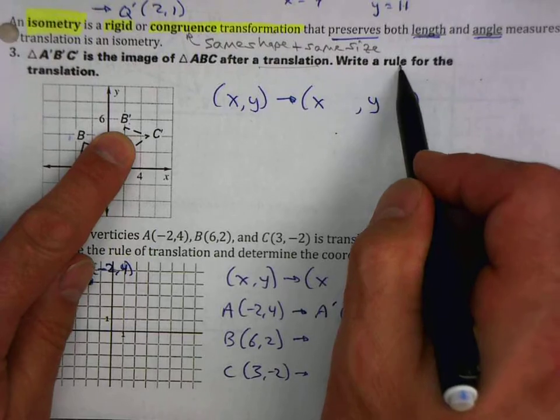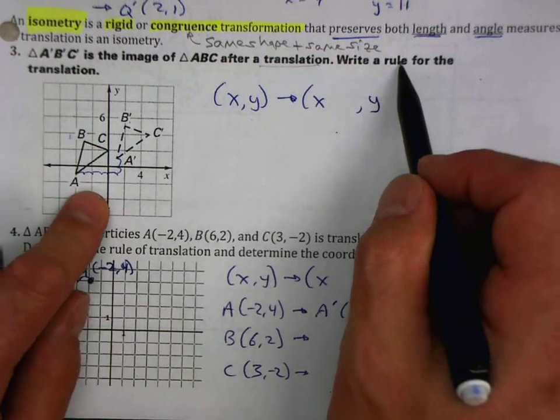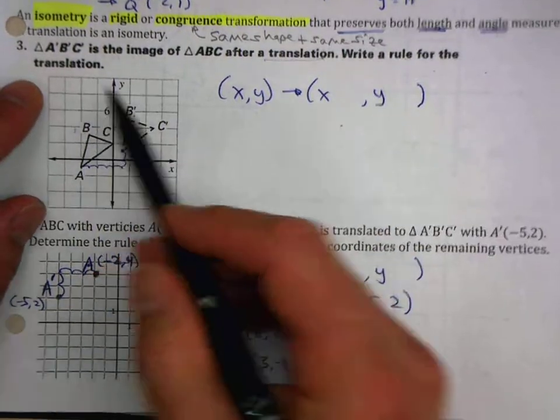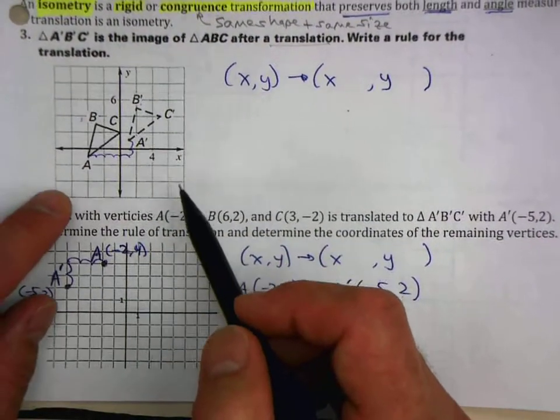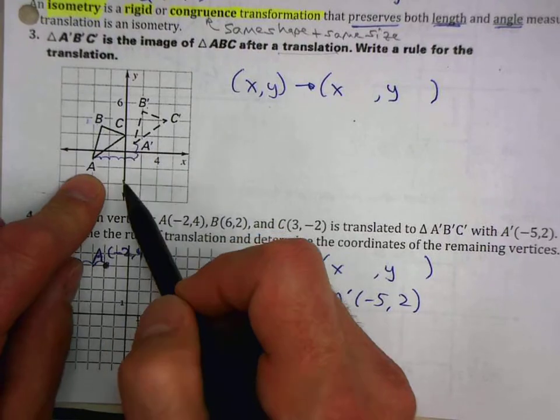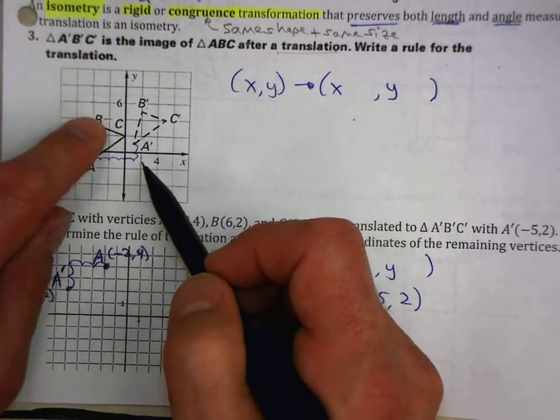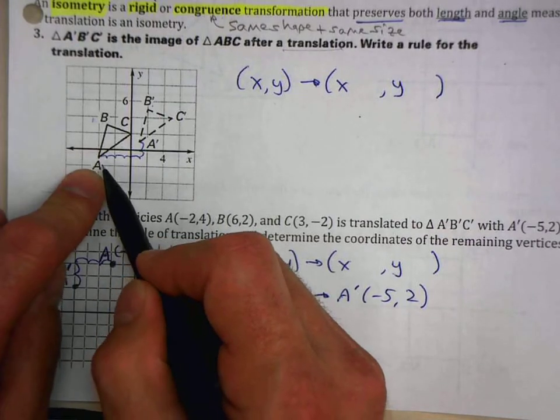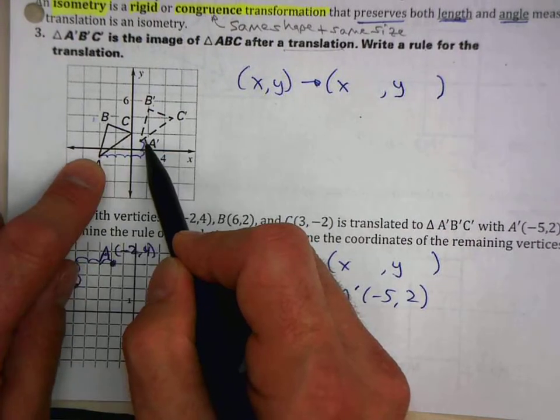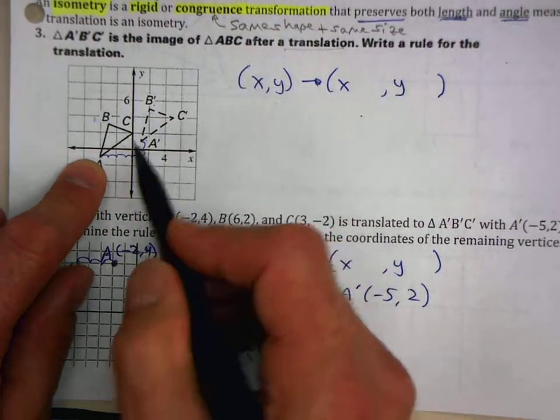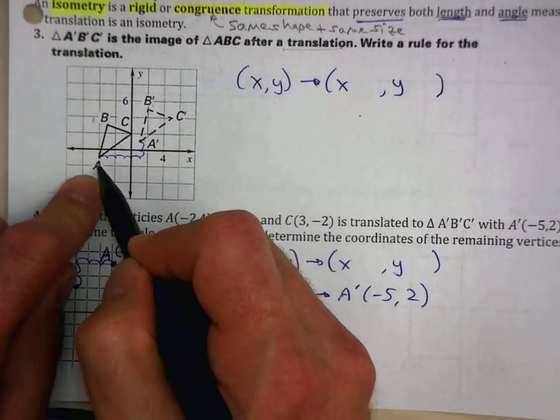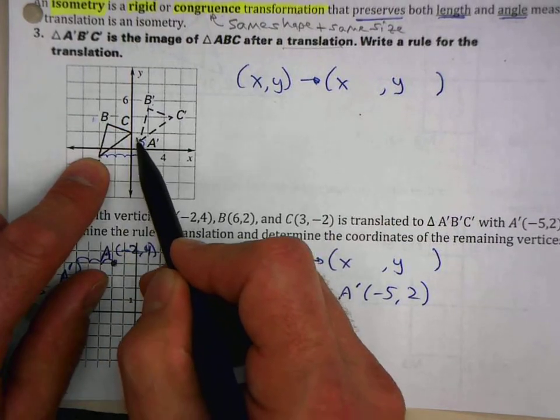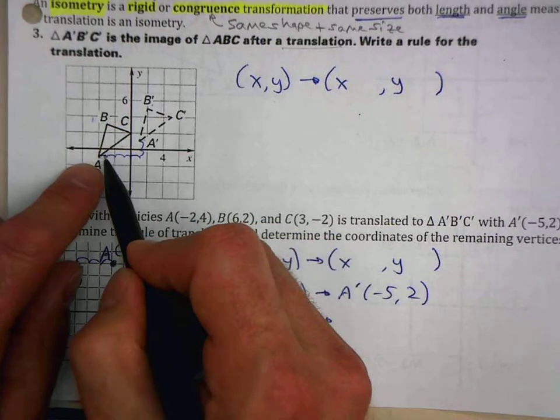And they're asking us, from this graph, to write a rule of translation, or rule of transformation, for this. So what you do is take one point. It can be A or B or C, it does not matter. Take one point and follow it from the pre-image over to the image. What do I need to do to A to make it shift and translate over to A prime? Well, count the number of blocks.